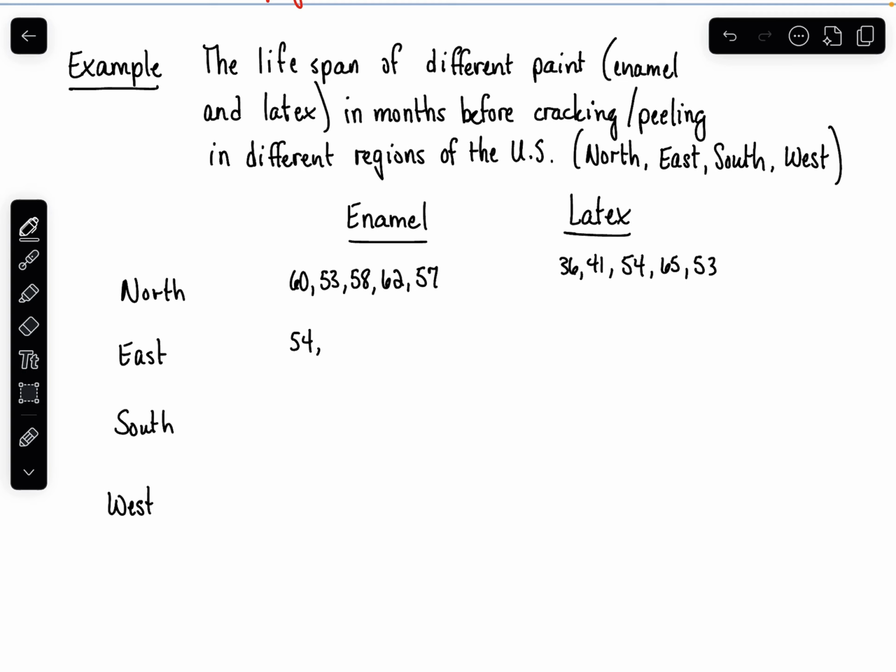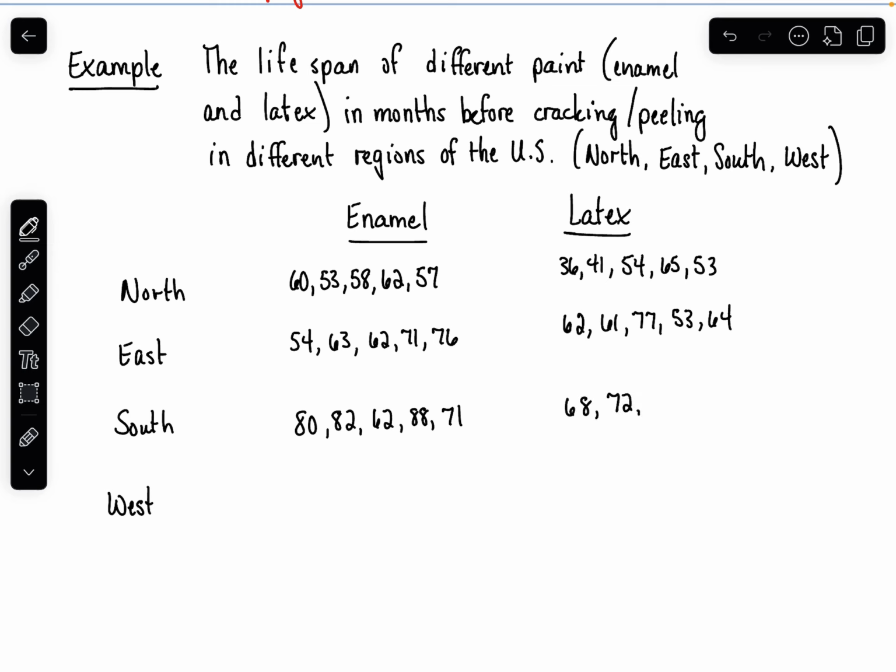In the east region, the enamel paint lasted for 54 months, 63 months, 62 months, 71 months, and 76 months. The latex paint lasted for 62 months, 61, 77, 53, and 64. In the south, the enamel paint lasted for 80 months, 82 months, 62 months, 88 months, and 71 months. The latex paint lasted for 68 months, 72 months, 71, 82, and 86.